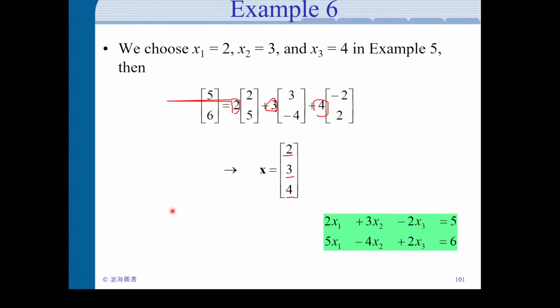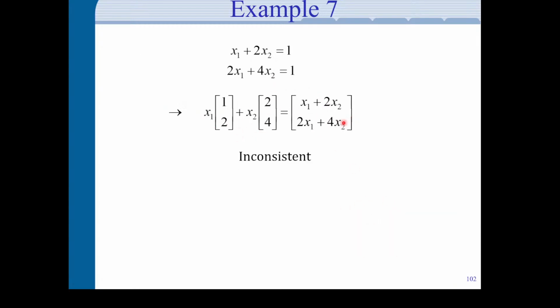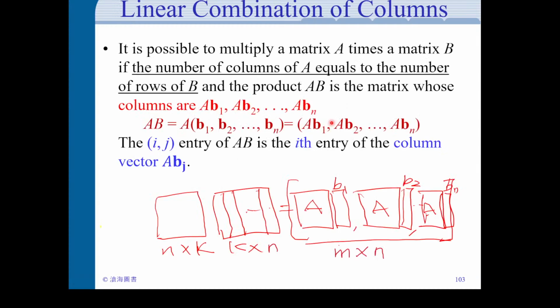Okay, and more examples: if you put x as some number, then this Ax part is a linear combination of the column vectors, etc. Okay, so we have a linear combination of columns. And then we can generalize this idea a little bit.